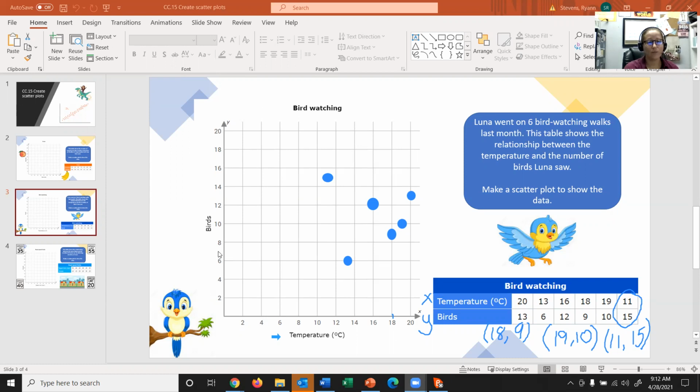So with scatter plots, again, don't worry about connecting those points. Look at each one of these sets of numbers as a different ordered pair that's going to tell you exactly where that point is going to go. Okay.